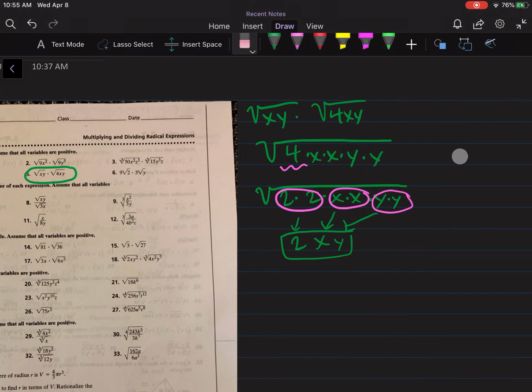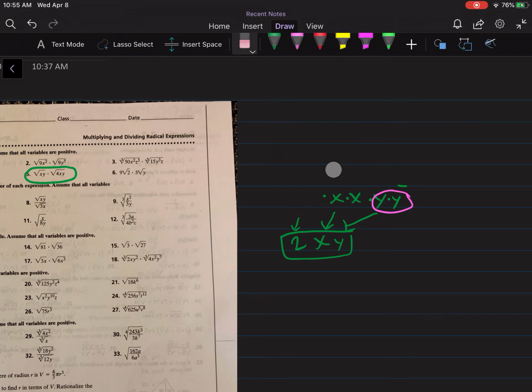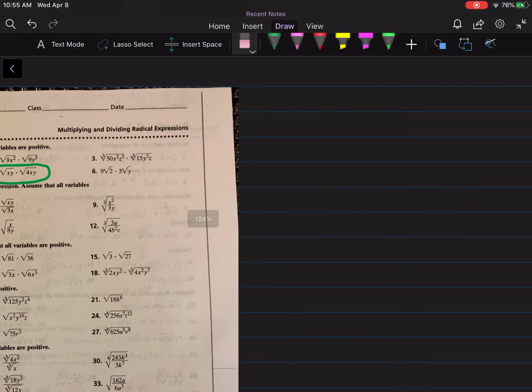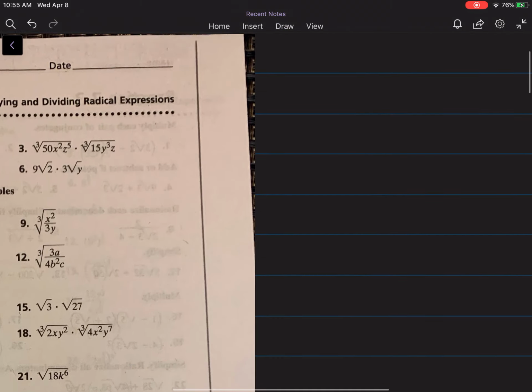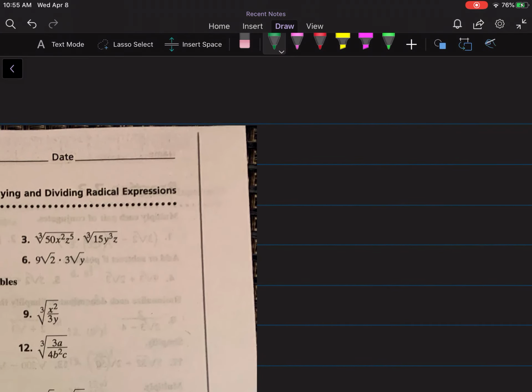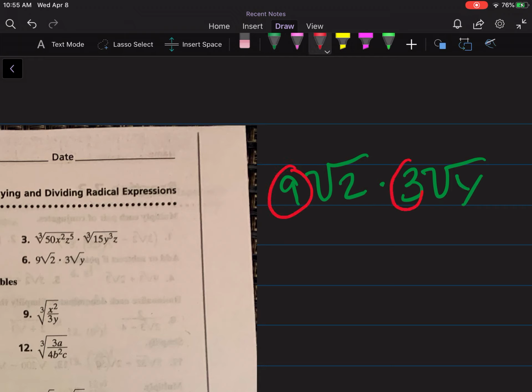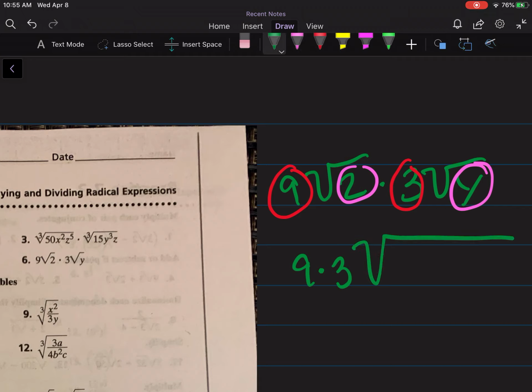Okay. Now let's look at number 6. We have 9 square root of 2 times 3 square root of y. What we're going to do is we're going to take these big numbers and multiply them on the outside, 9 times 3, and we're going to take the house numbers and multiply them inside a house. So let's draw a house, our square root, 2 times y.